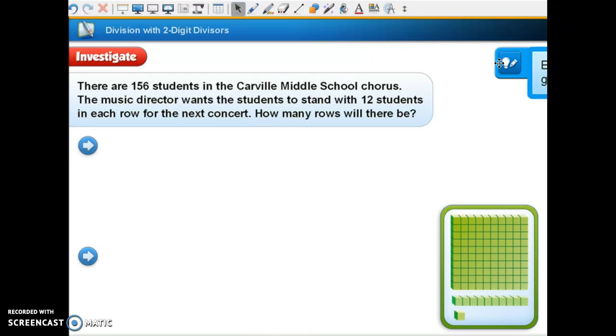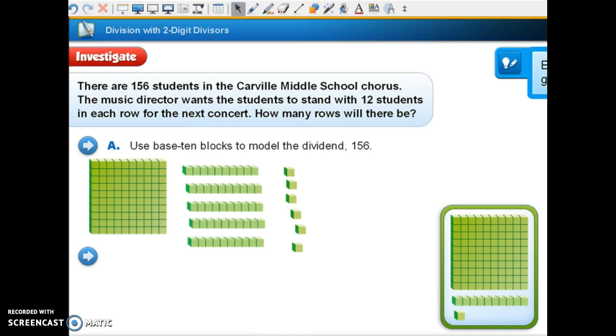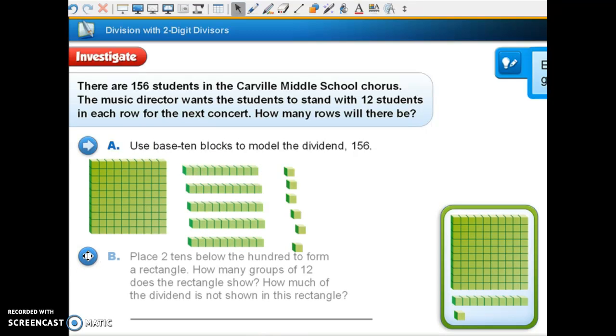So what are we dividing? 156 divided by 12. Okay? So it says use base 10 blocks to model 156. So I want you to go ahead and get out 156 in your base 10 blocks. If you're listening to the recording, stop it and do that. Okay, so you should have the place values, hundreds, tens, ones. I have a 100 block, 5 tens, and 6 ones.